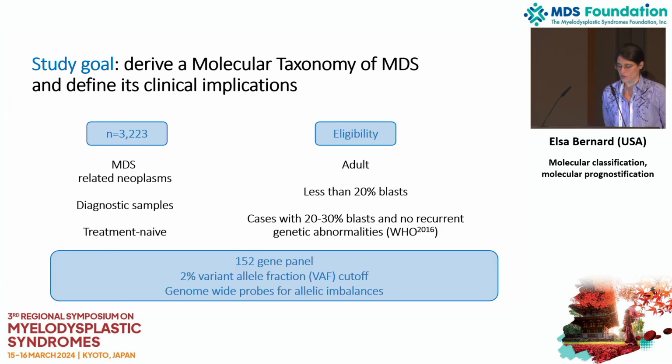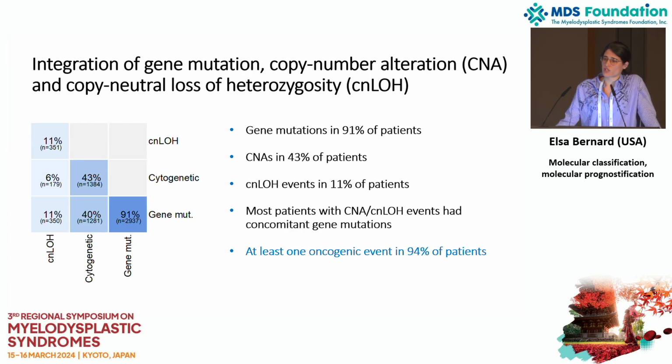We analyzed 32,000 patients with MDS-related neoplasms, using treatment-naive diagnostic samples from adult patients with less than 20% blasts, or 20 to 30% with no AML recurrent alterations. Those MDS samples were analyzed as previously described with a 152-gene panel with a 2% VAF cutoff and genome-wide probes to call allelic imbalances. We integrated those genetic alterations, and observed that gene mutations were present in 91% of patients, copy number alterations, CNA, in 43%, and copy-neutral loss of heterozygosity, or CN-LOH, in 11% of patients. Most patients with allelic imbalances had concomitant gene mutations.